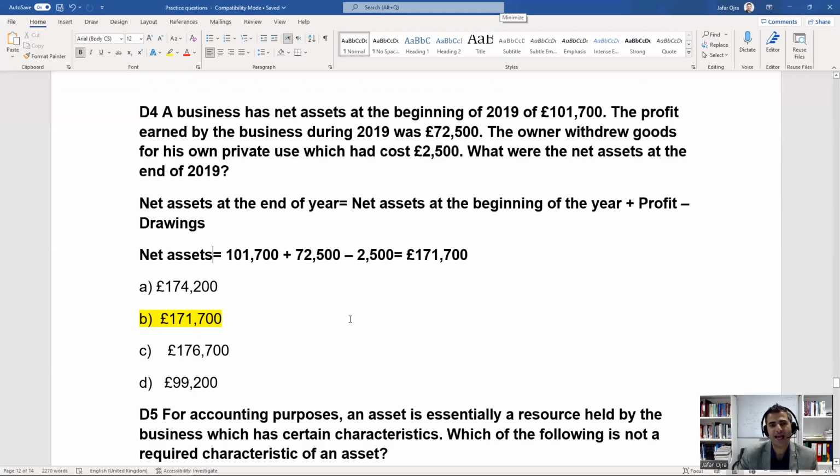So please treat net assets as equity, because net assets equal equity. As I mentioned, net assets equal total assets minus total liabilities. And you know total assets minus total liabilities equal equity anyway. So please bear this in mind. Okay. So the answer is here.